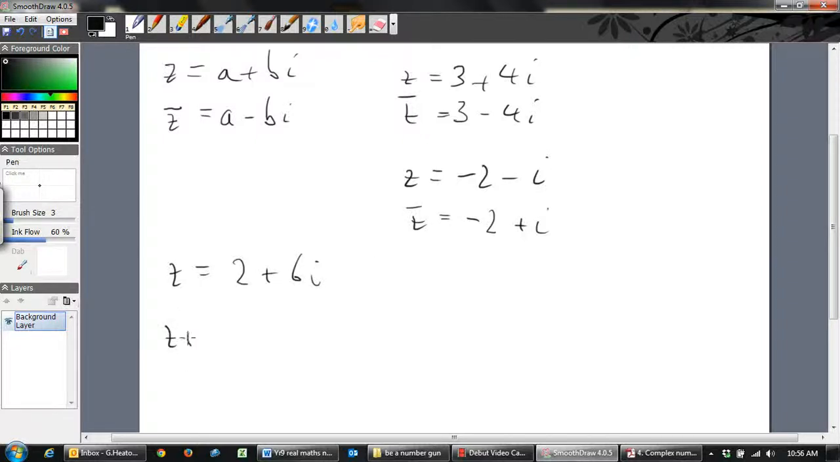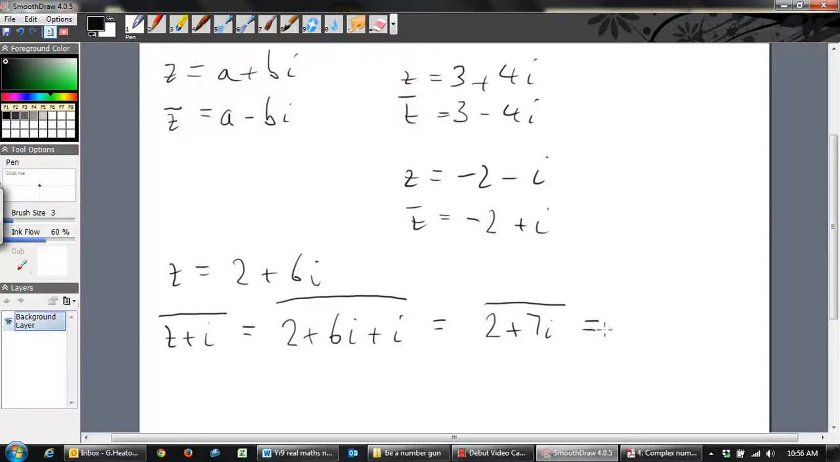Let's say you're asked to find the conjugate of z plus i. Okay, so firstly let's find what z plus i is equal to. z plus i is 2 plus 6i plus i, adding an i to it. But we want the complex conjugate of that, so I'll keep going. 2 plus 6i plus i, that's 2 plus 7i, and we want the conjugate of that.